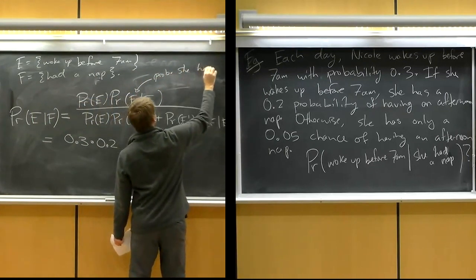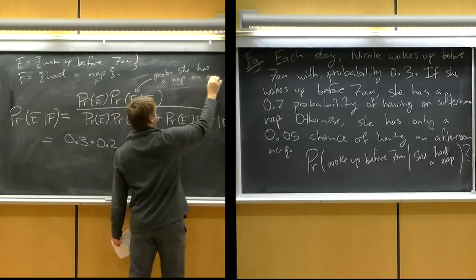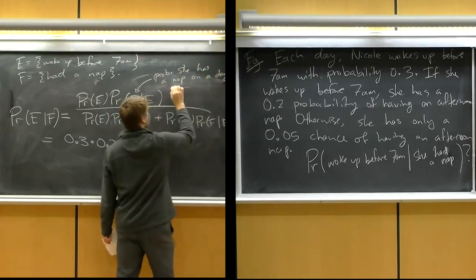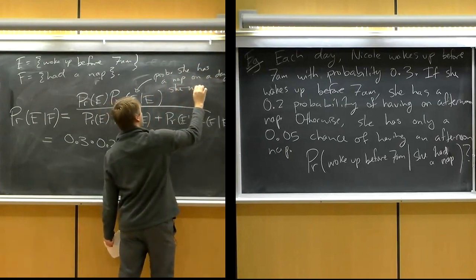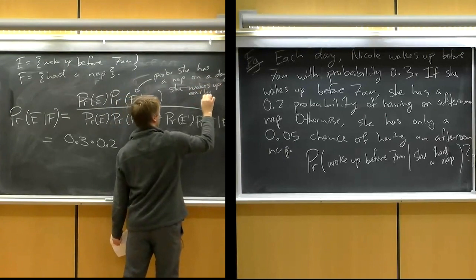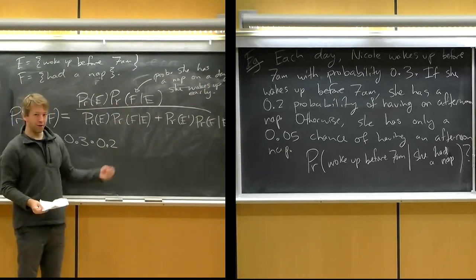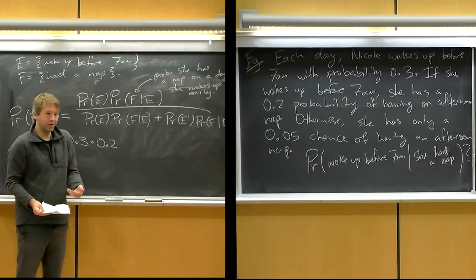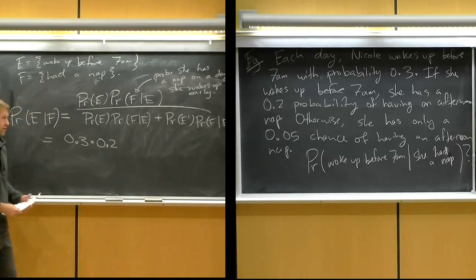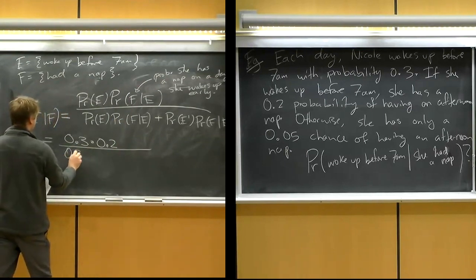So this is the probability she has a nap on a day she wakes up early, where by early I mean before 7 a.m. Because it's the probability that F occurs given that E occurs. So it's assuming E occurs. Okay, and we've got the same thing here, 0.3 times 0.2.